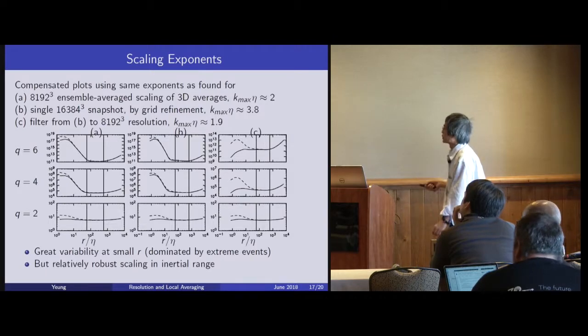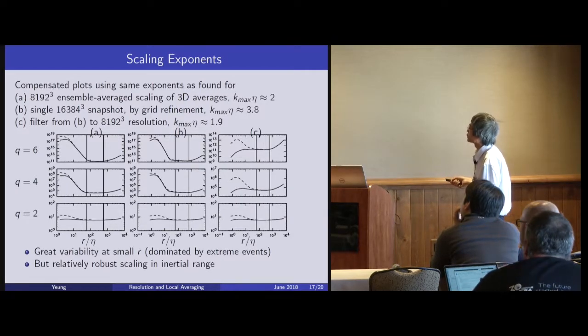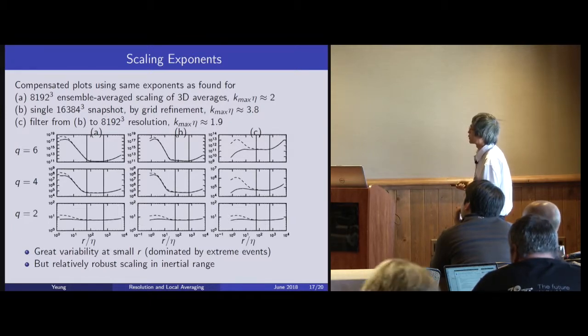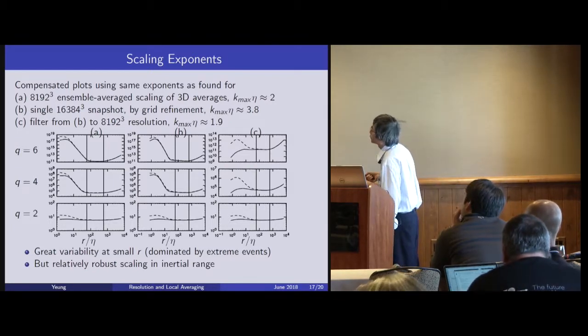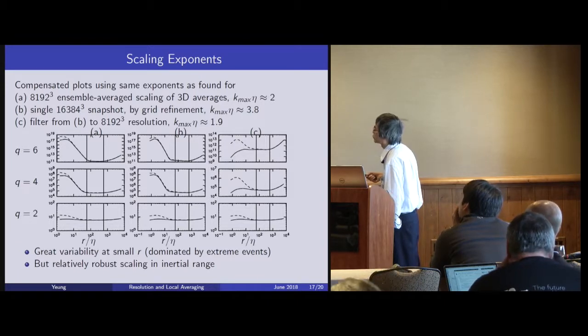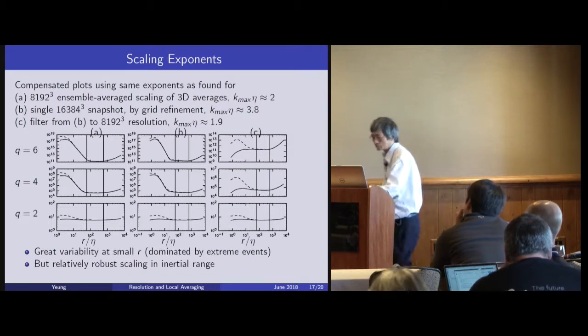And so we have something like 8192 cube, 16K cube, and a 16K cube filter, and the story about the plots is that all of them look quite flat over the same range of the scale separation.